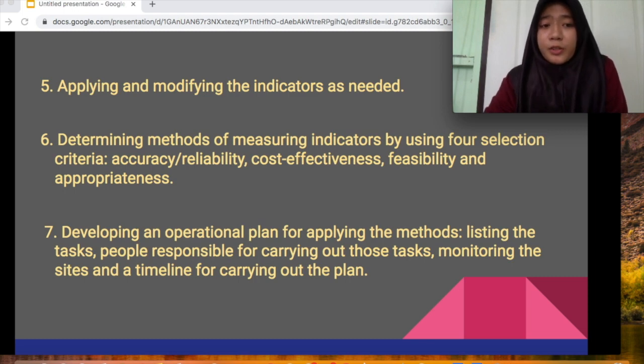First is accuracy or reliability. Second is cost effectiveness. Third is feasibility. And last is appropriateness. Seven is developing an operational plan for applying the method. That means listing the tasks, the people responsible for carrying out those tasks, and monitoring the site, and a timeline for carrying out the plan.